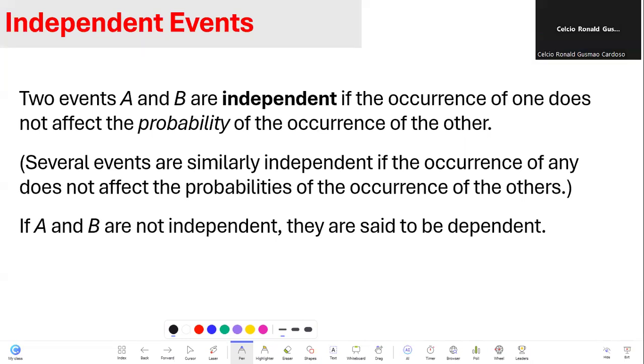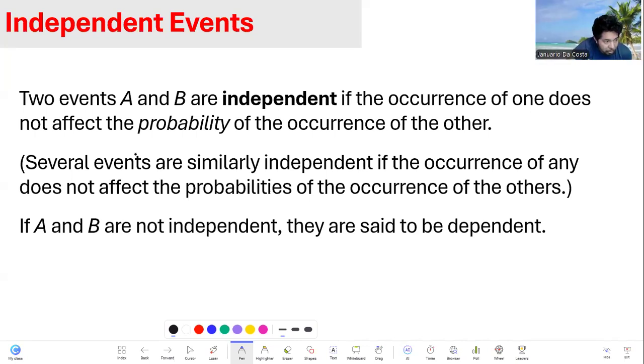Independent: two events are independent if the occurrence of one does not affect the probability of the occurrence of the other. Several events are similarly independent if the occurrence of any does not affect the probability of the occurrence of the others. If A and B are not independent, they are said to be dependent.